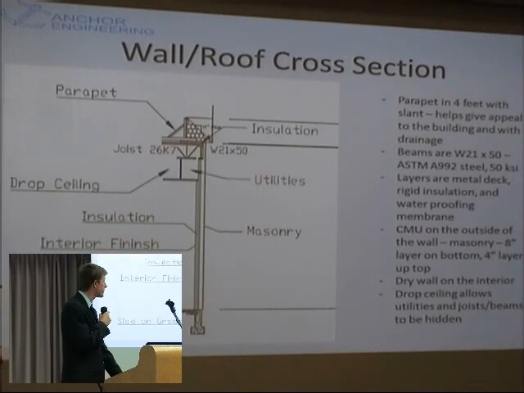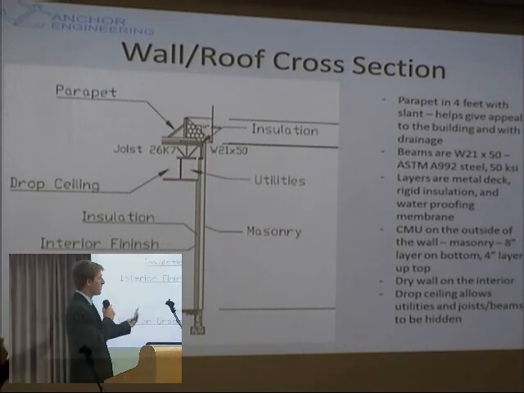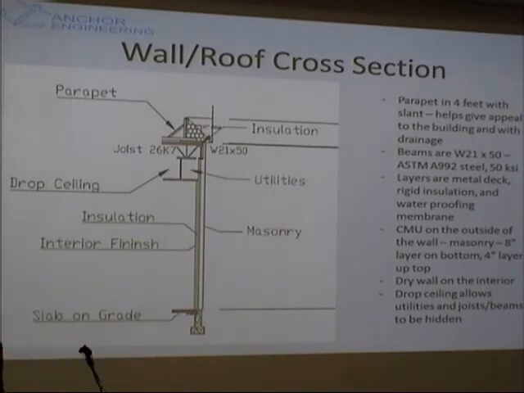This picture depicts the wall and roof cross section. The interesting things to note here, we went with a parapet design on the top of the wall, and we actually indented it 4 feet in and made a slant coming off. This was done for a variety of reasons. One's drainage, and the second reason, which is important, is it takes away from a flat, square building. It gives it a little more appeal to customers coming in.